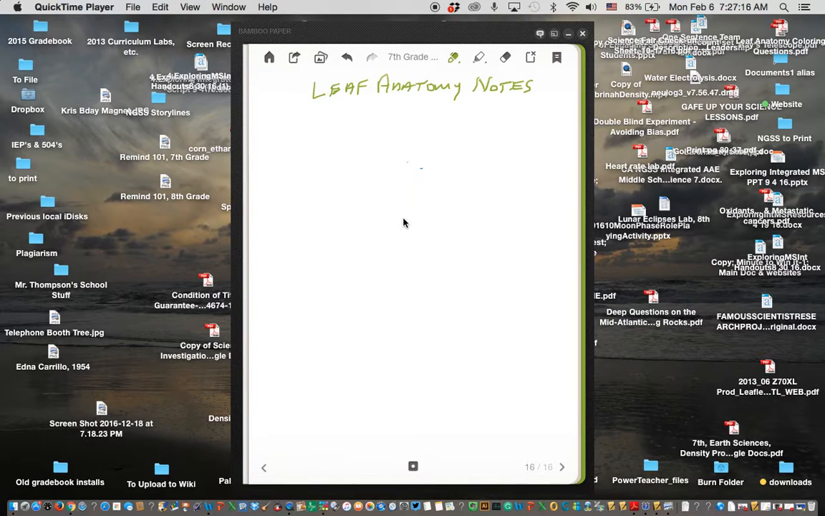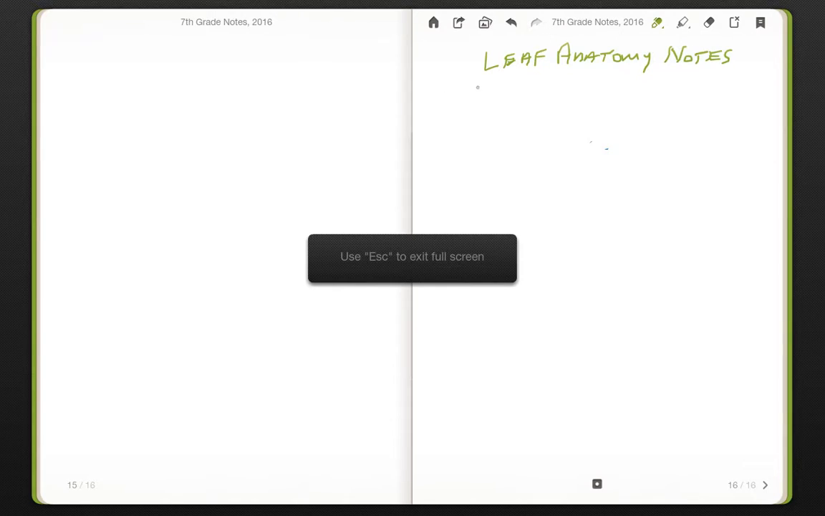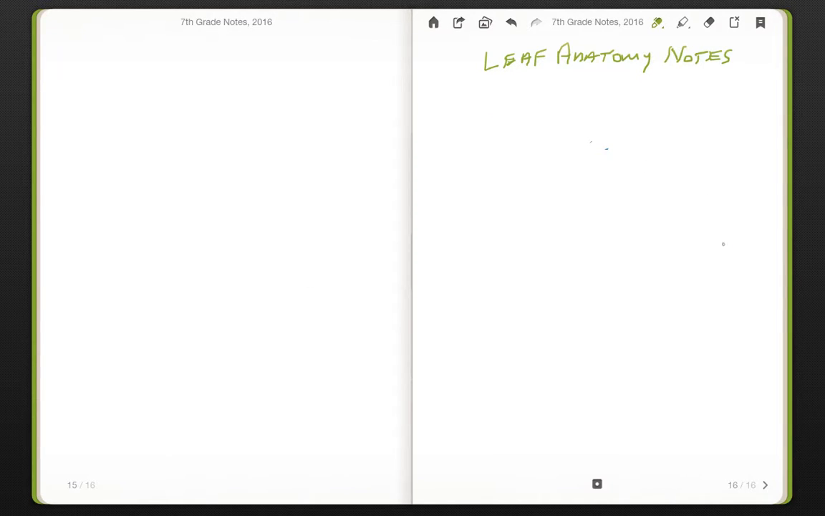We're going to start by taking a look at a typical leaf and look at both the internal and external anatomy of that leaf. If we look at a typical leaf here, it has a stem, and we're going to look at this in cross section. So we're going to take a look at the inside of the leaf and see what it looks like.